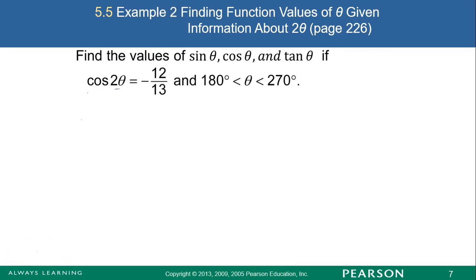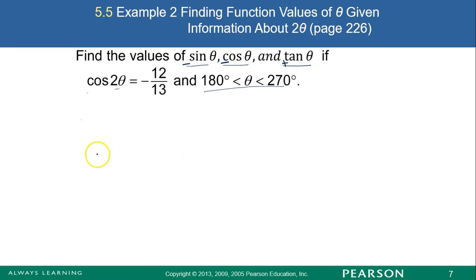Here in example 2, we are going to again use our double angle identities, but this time in reverse. We're given the fact that cosine of a double angle is equal to some value that you're given, and we're asked to find sine theta, cosine theta, and tangent of theta. And also, we're given that we are in the third quadrant. So what this means is our sine value here, once we find it, is going to end up being negative. Cosine, negative, tangent is going to be positive.